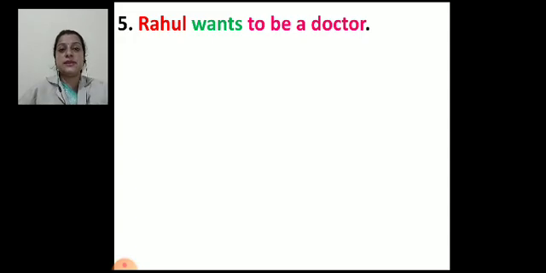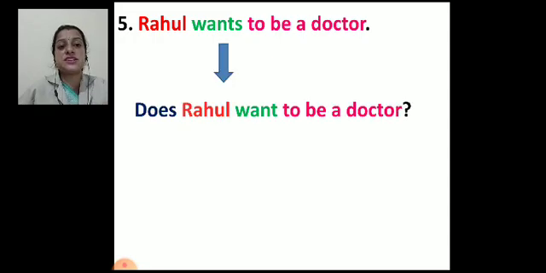The last example is, Rahul wants to be a doctor. Rahul is the subject, wants is the verb, and to be a doctor is the object. Here you can see, if you convert it into interrogative, it will be, does Rahul want to be a doctor? You know why we use does? The first reason is that the sentence is in simple present and the subject is singular. That's why we use does.